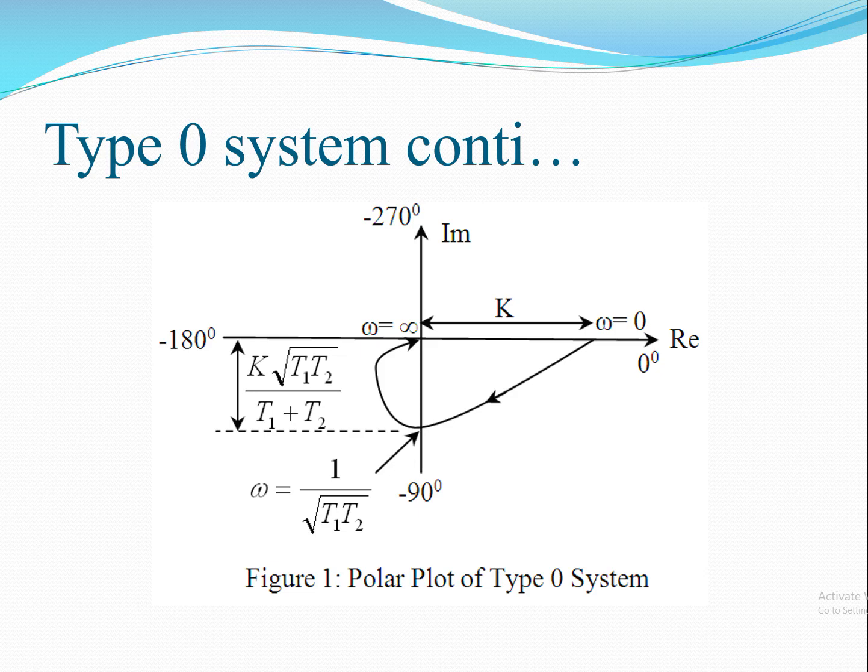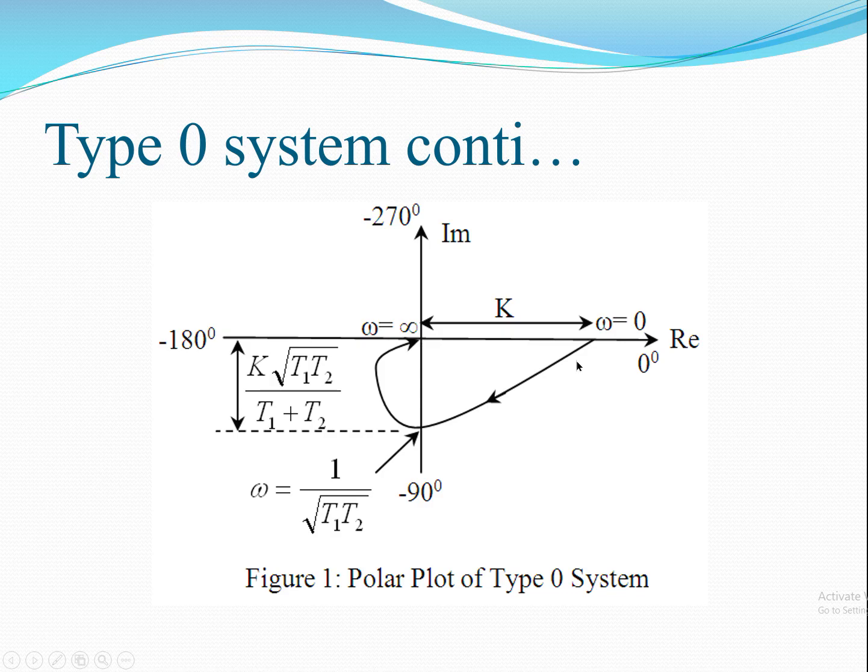This is the basic form associated with your type 0 system. For all type 0 systems, your curve will look like this only, but the values will vary. If it is 20 upon (1 plus 2s)(1 plus 3s), the value of omega and the value of k are going to vary. So this is the standard form of the polar plot of a type 0 system, and you need to remember this shape.